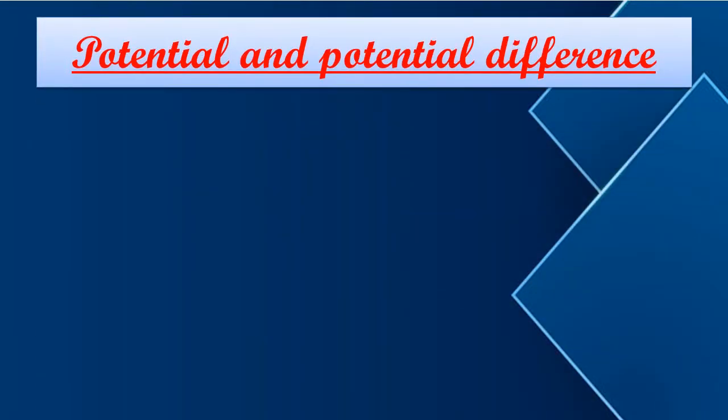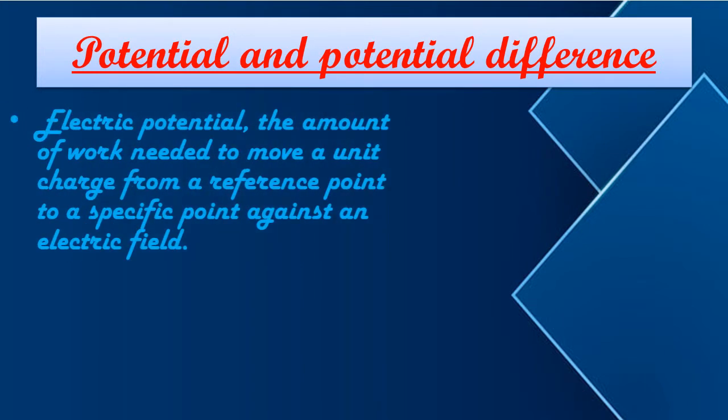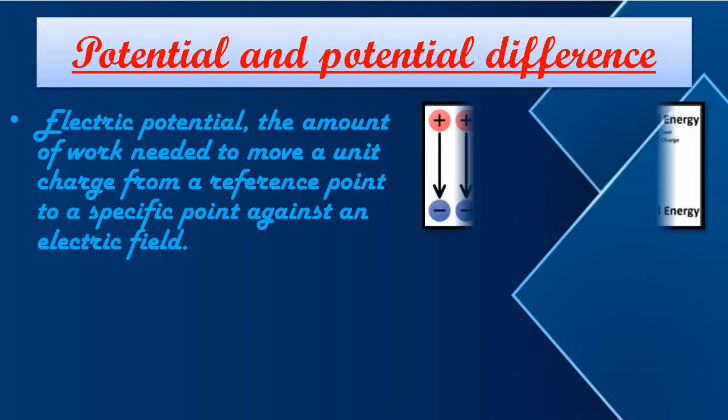Okay, students, our next topic is potential and potential difference. Let's understand what they are. First, let's see the basic definition of potential and potential difference, that is PD. First, potential or electric potential. Electric potential is the amount of work or energy needed to move a unit charge from a reference point to a specific point against an electric field.